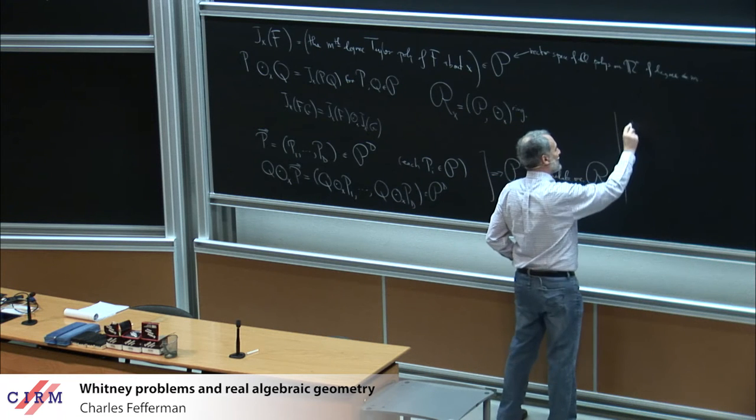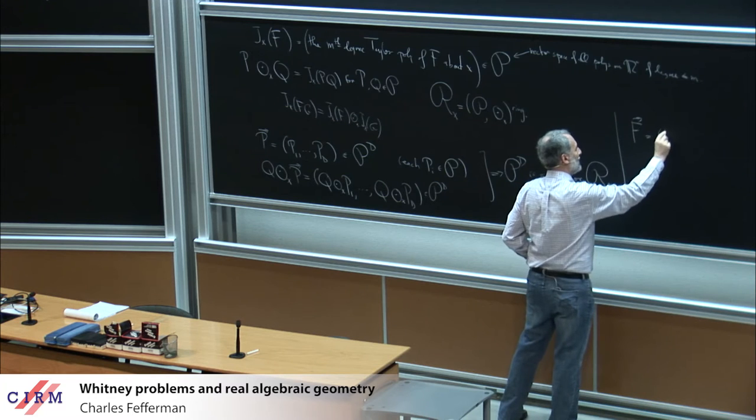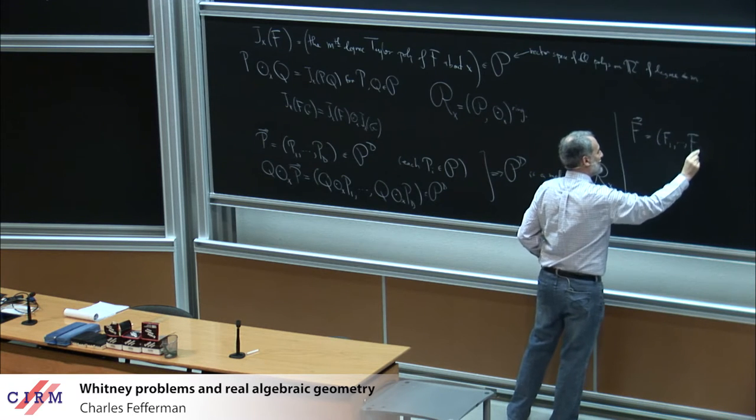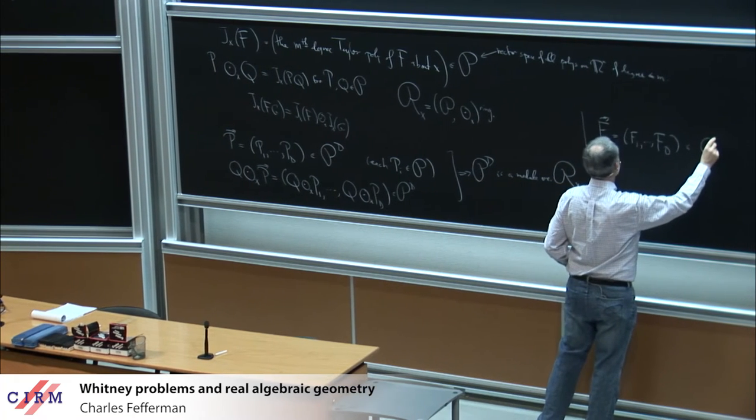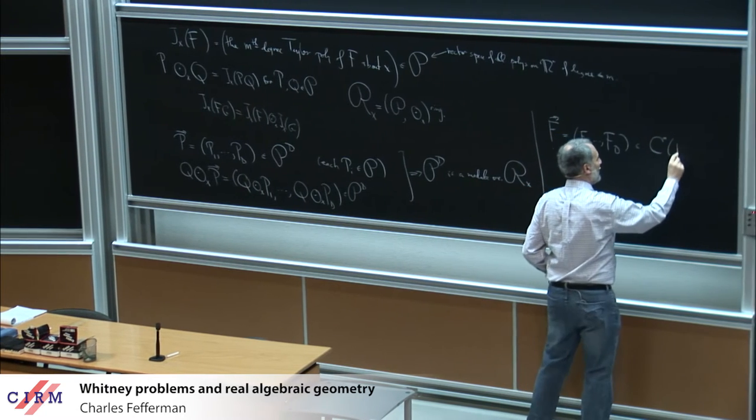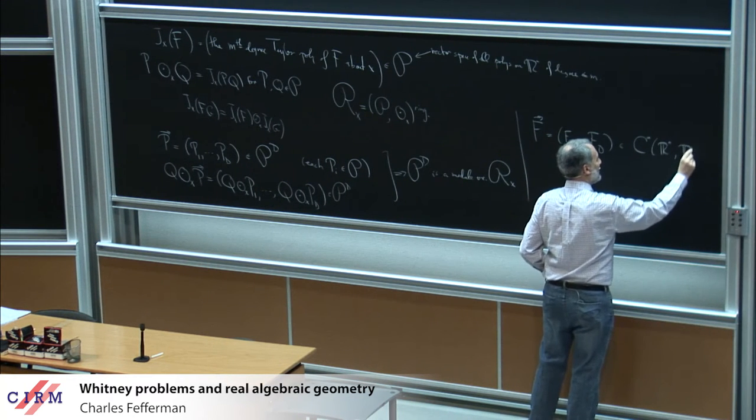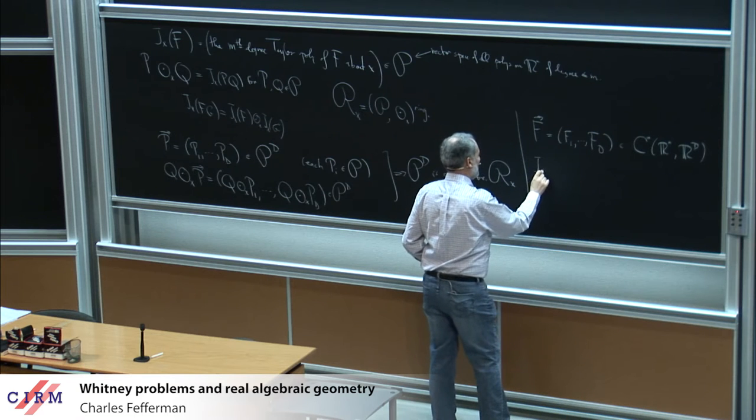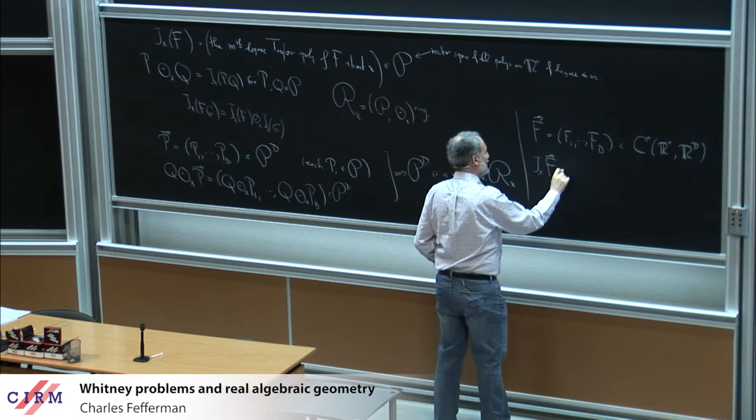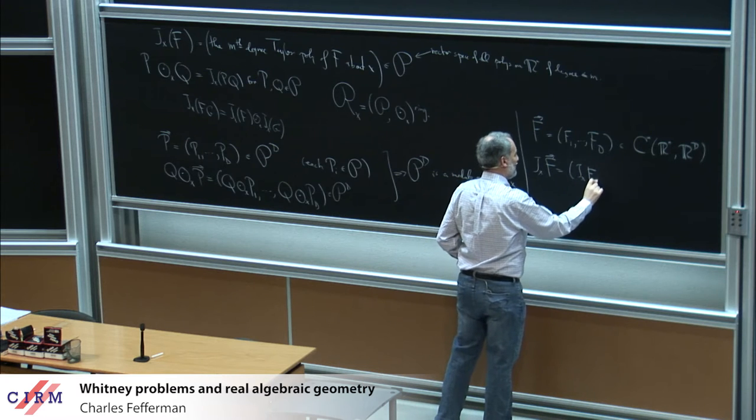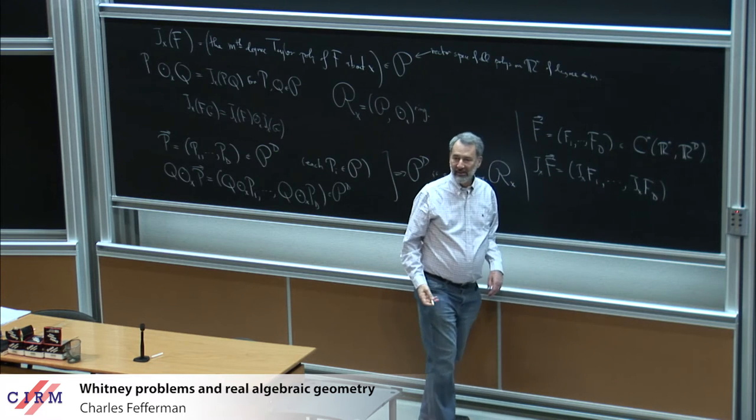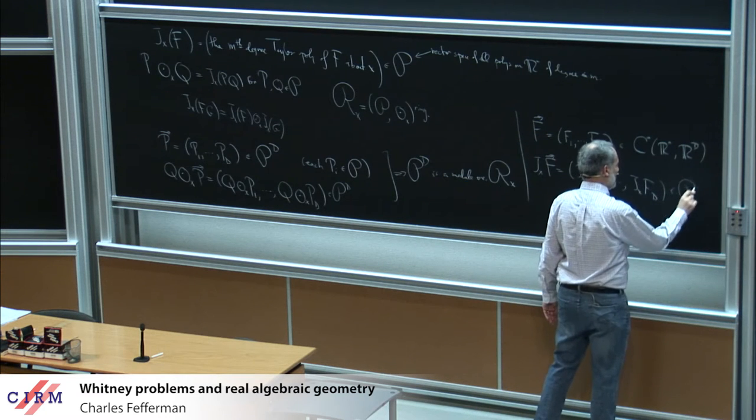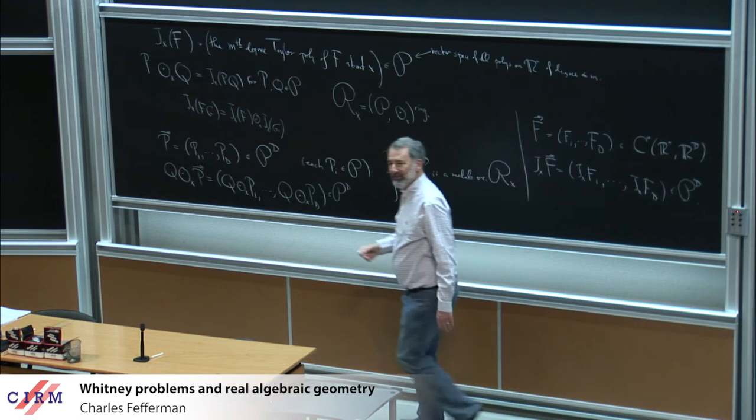And finally, also, if we have vector-valued functions f, I can either think of this as consisting of d scalar-valued functions, or I can think of it as a single function on Rn with values in Rd. And of course, its jet is then defined simply to be the vector of jets, the jet of f1 through the jet of fd, which is then in P^D. So that sets up the notation.